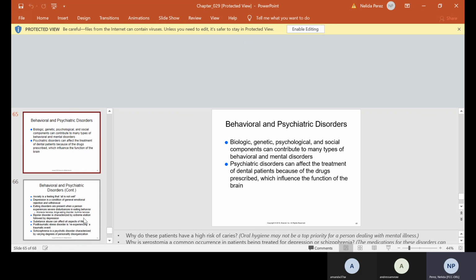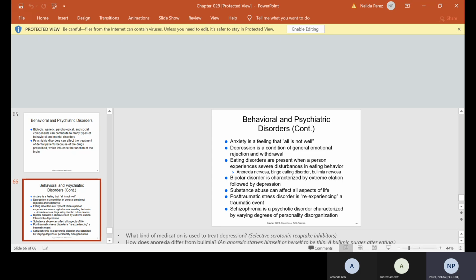Now, behavioral and psychotic disorders, biologic, genetic, psychological, and social components can contribute to many types of behavioral and mental disorders. Psychiatric disorders can affect the treatment of dental patients because of the drugs prescribed, which influence the function of the brain. Anxiety is a feeling that all is not well. Depression is a condition of general emotion, rejection, and withdrawal. Eating disorders are present when a person experiences severe disturbances in eating behavior. Anorexia nervosa, binge eating disorder, or bulimia nervosa.